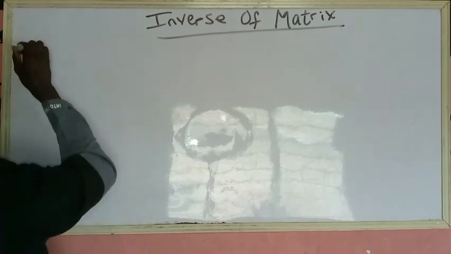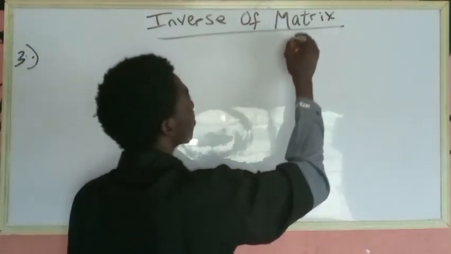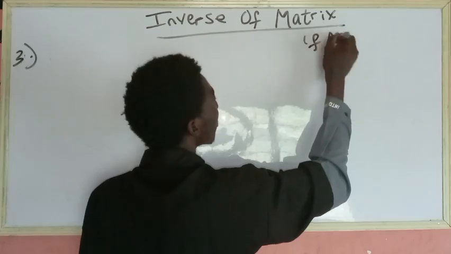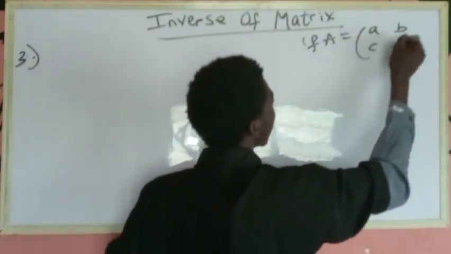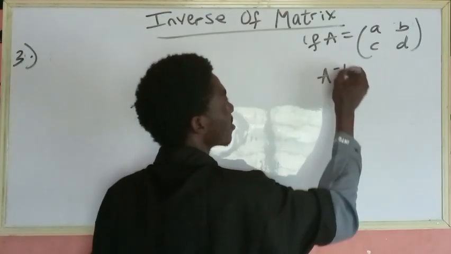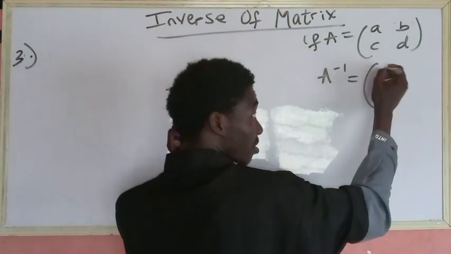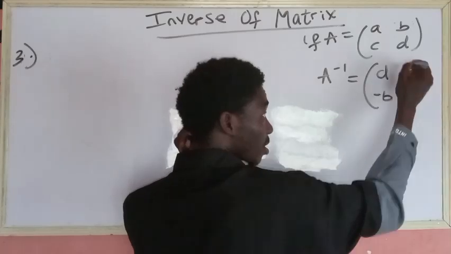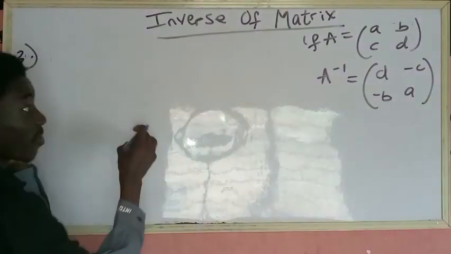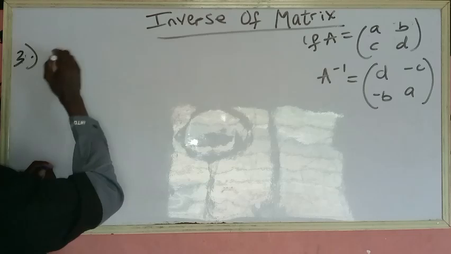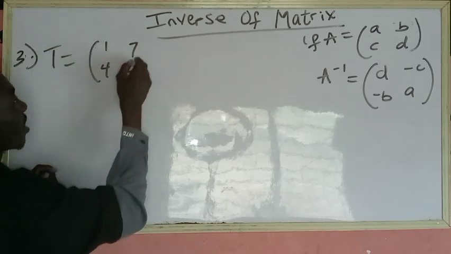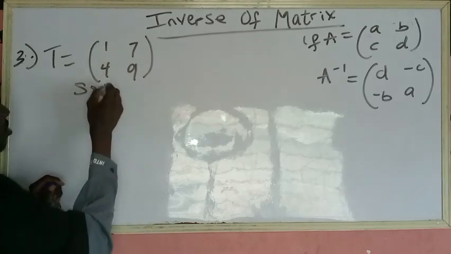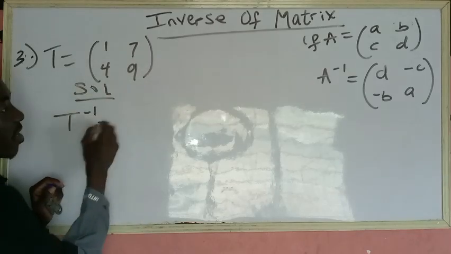That means using the formula, if A is equal to A, B, C, D, my A inverse is equal to D, A, minus B and minus C, all over the determinant. From there, we can check out for this. So that means assume T is equal to 1, 4, 7, and 9. Solution. My T inverse will be what?